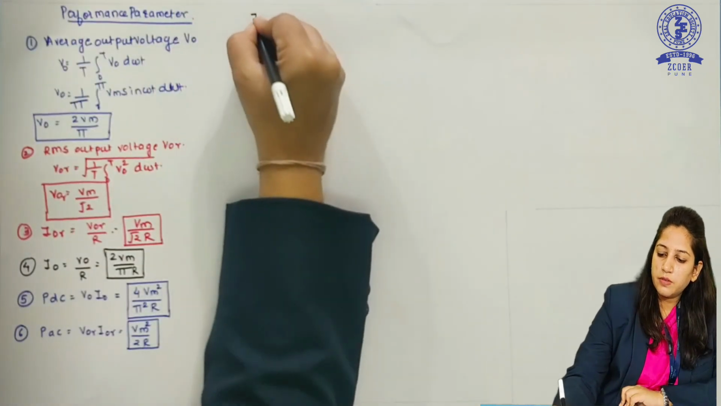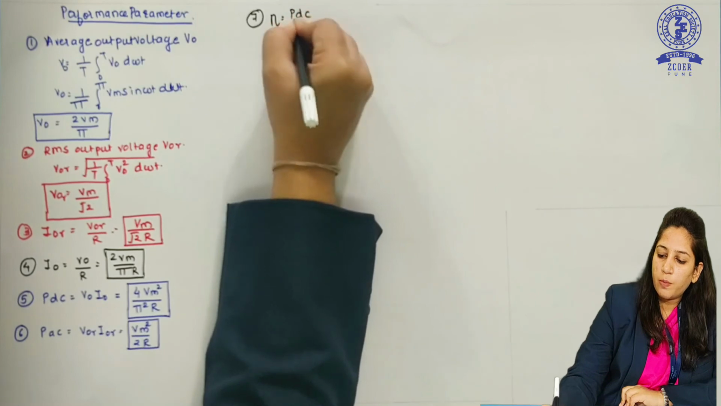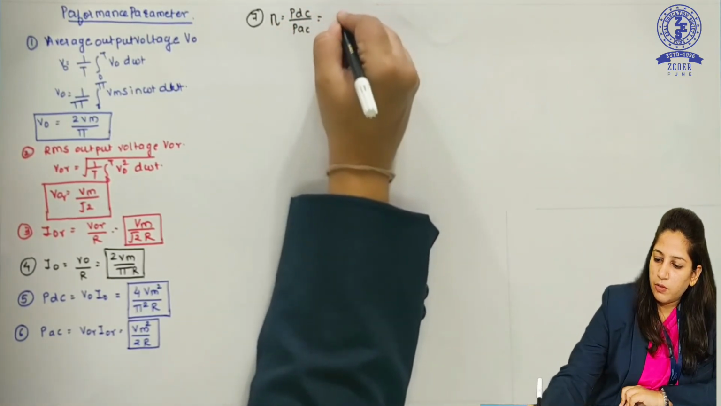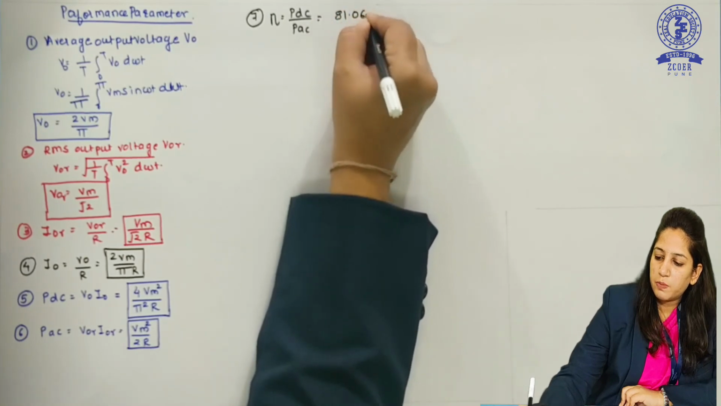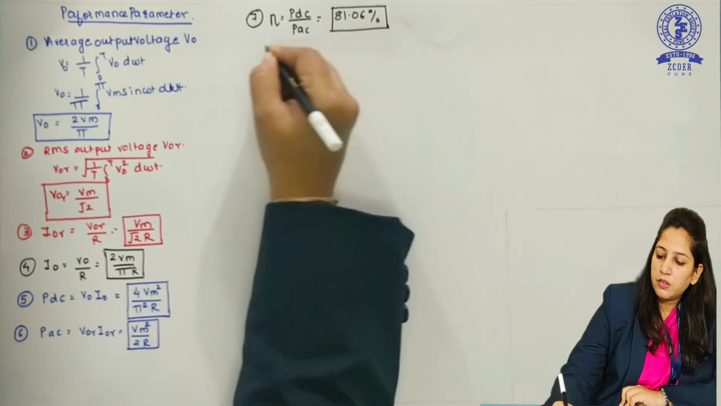Seventh point is efficiency. Efficiency is PDC upon PAC. So it will give 81.06% for this rectifier.